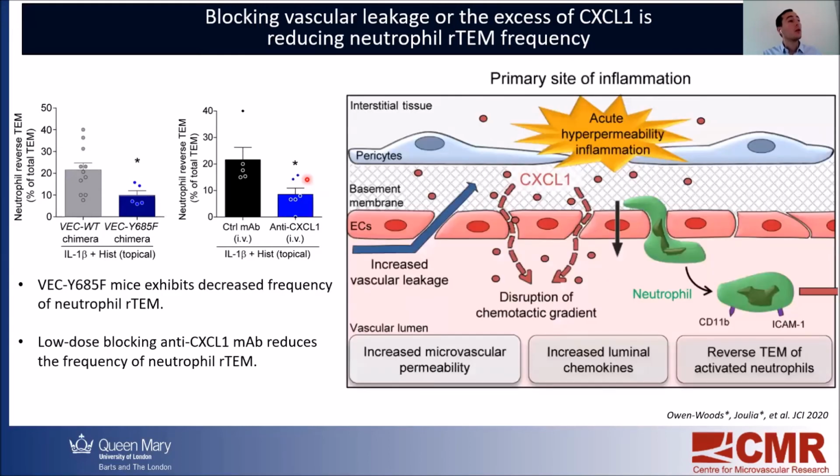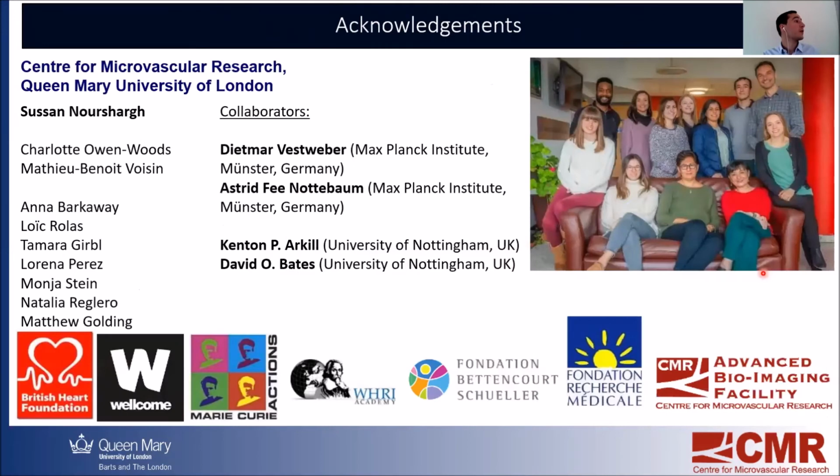Conclusion: I hope I convinced you that we discovered that during acute hyperpermeability inflammation, the increased vascular leakage leads to a disruption of the chemotactic gradient and an increased CXCL1 in the blood. This increased blood chemokine leads to an aberrant mode of neutrophil migration, with notably some going back to the lumen of the vessel and back inside the circulation. And as we have shown in this publication, these neutrophils are highly activated, migrate to other organs where they are causing damage.